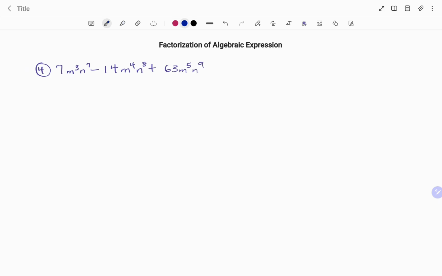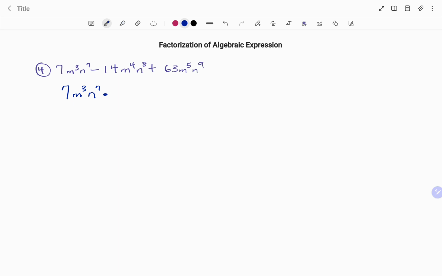In my last example, I have 7m cubed n^7 minus 14m to the power 4 n to the power 8 plus 63m to the power 5 and n to the power 9. My highest common factor for my 7, 14, and 63, the whole numbers, is 7. So I have 7. If you check the m, I have m^3, m^4, and m^5. The m with the lowest exponent is m^3. And for n, n^7, n^8, and n^9, lowest exponent, n^7.